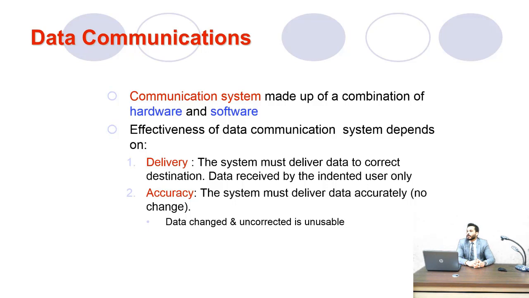Maybe the information will go to another destination. It will be a problem. So in the delivery system, the system delivers the data to the correct destination, and the data is received by the intended user only.